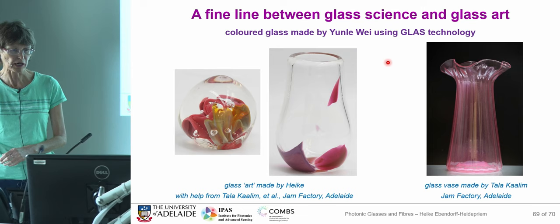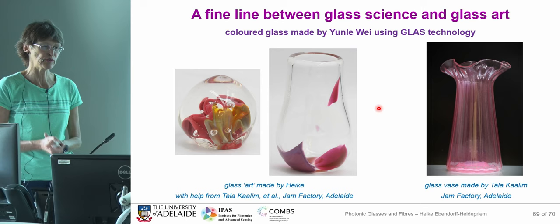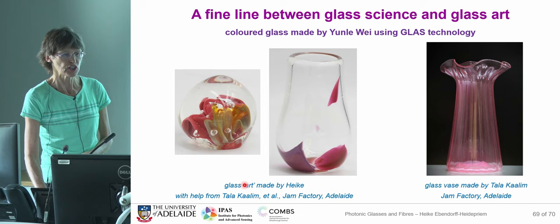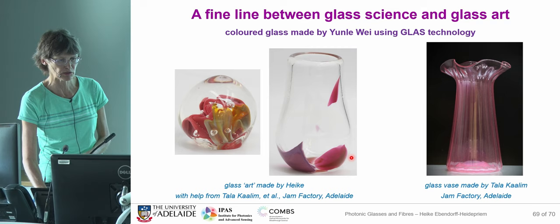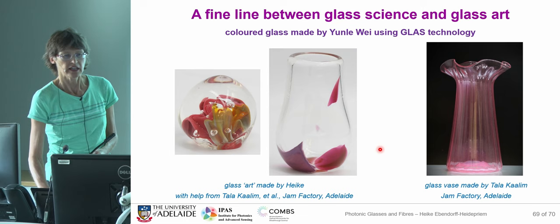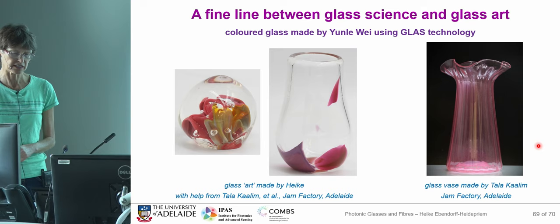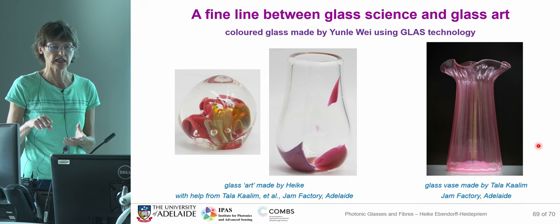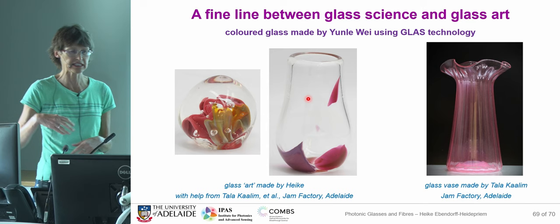Junle and I and others, my team, we had a workshop at the Gem Factory, and there Tala Kalim, a glass artist, helped me using the colored glass from Junle to turn it into these glass art pieces that I made myself. Here you see real glass art made by Talim, again made with the colored glass that we made. And I would like to point out that our colored glass is perfectly compatible to the clear glass, because we can take a clear glass and use then the powder reheating technology.